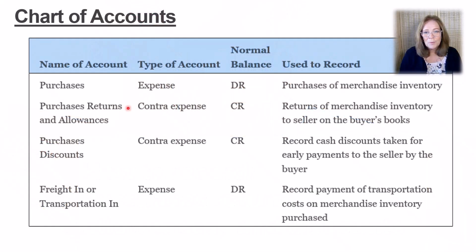The purchases, returns, and allowances and the purchase discounts are contra expense accounts with a normal credit balance. Trade discounts are not typically recorded in a separate account. They simply reduce the amount of the purchase.